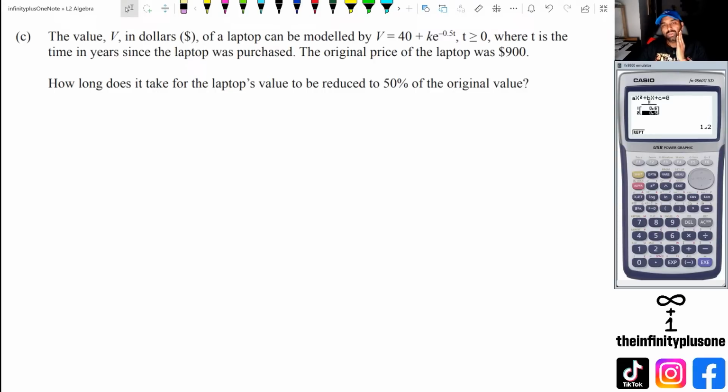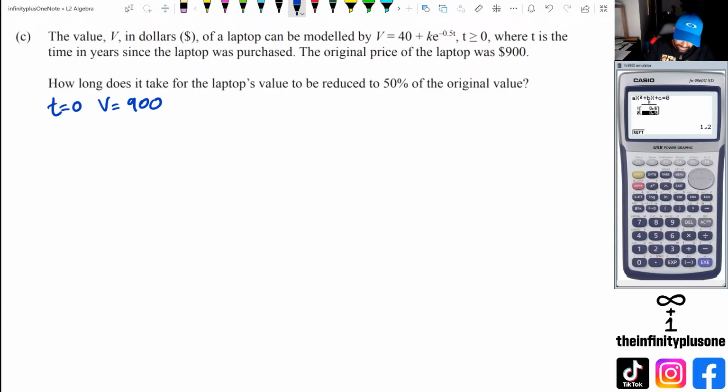Okay, so with this question, the only thing that's really new is this E value here. But apart from that, it's a fairly straightforward question, but we'll go through it. So what we've got here is the value of this laptop that's been given as 40 plus K e to the negative 0.5 T. The original price of the laptop is 900. How long does it take for the laptop to be reduced to 50%? So the first thing we know is when T is equal to 0, the value of the laptop is equal to 900.